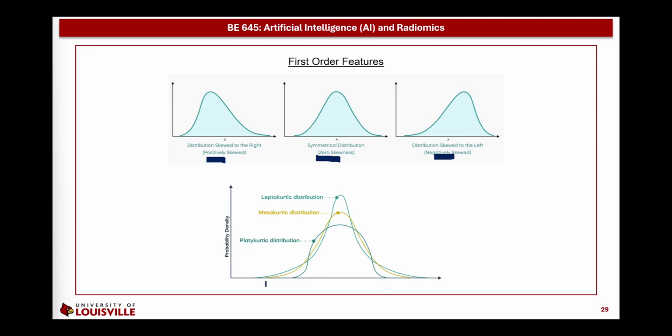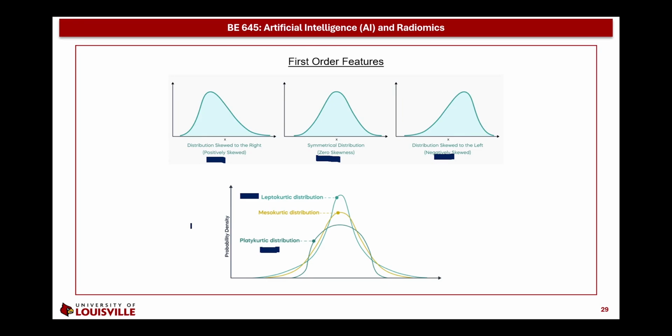And for the kurtosis, the distribution can be mesokurtic if the kurtosis is 0, which is considered normal, and if the value is greater than 0, the distribution will be leptokurtic, as you see here, and if the kurtosis is less than 0 or negative, the distribution will be platykurtic, as you see here.